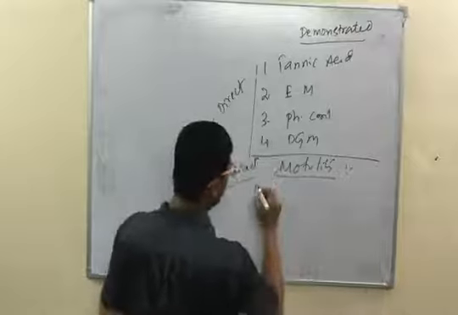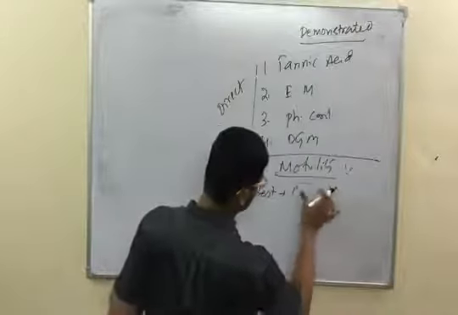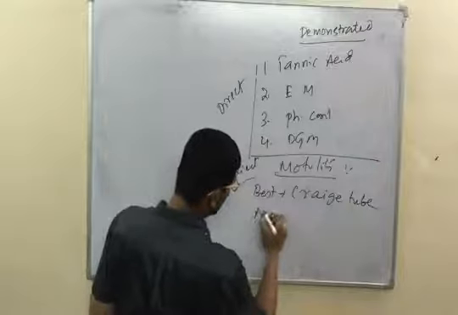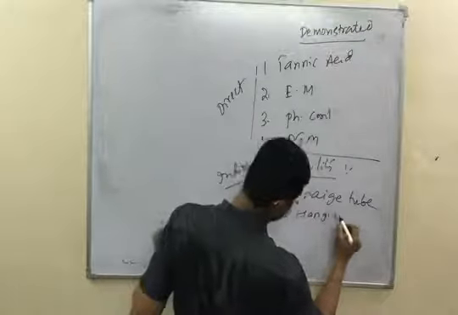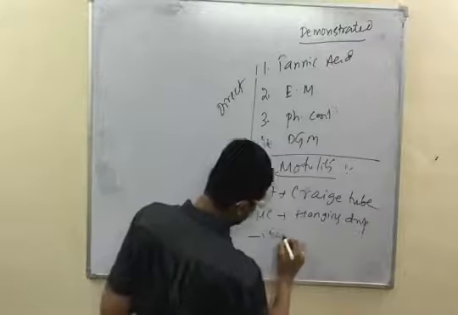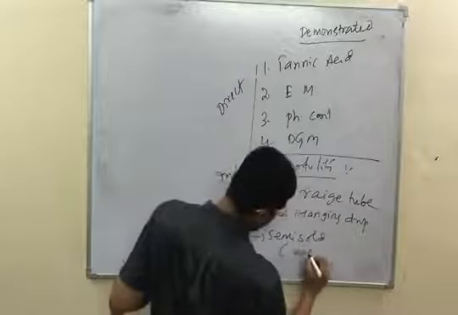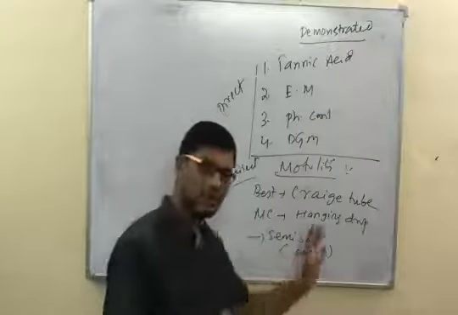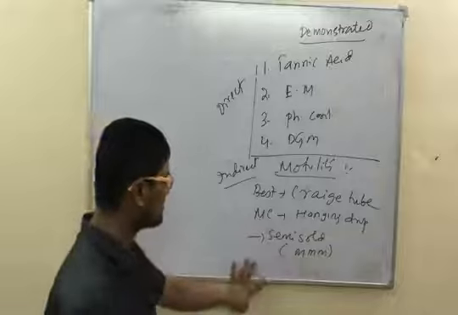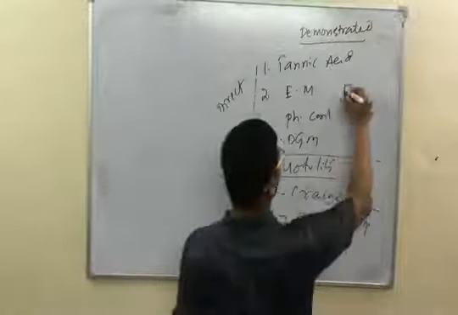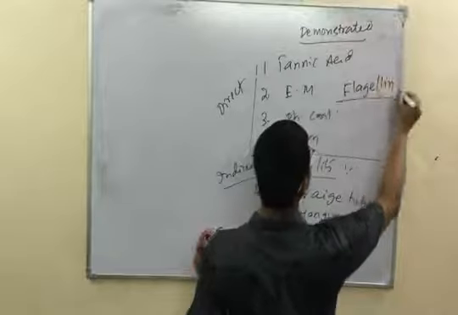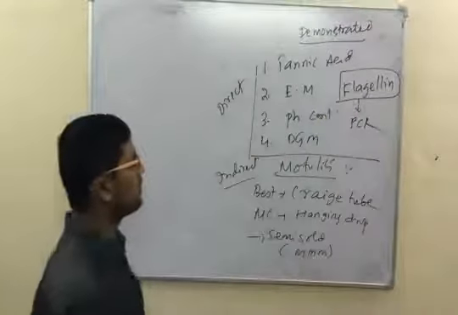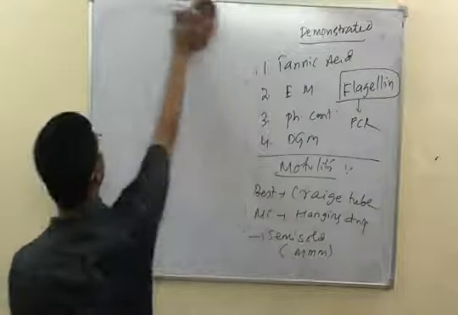There are various ways to demonstrate the motility. The best method is Craigie's tube method. Most commonly done method is hanging drop. Apart from that, other methods like various semi-solid media can be used, for example, mannitol motility medium. Mannitol motility medium is an example of semi-solid medium, and there are various other semi-solid media that can also be used to demonstrate the motility. You can also detect the flagellin gene, which codes for flagella. That also can be demonstrated by PCR. Okay, so these are the various means of detecting the flagella.